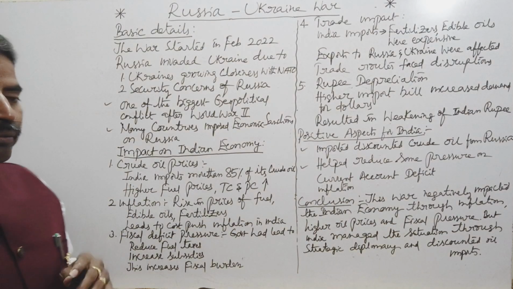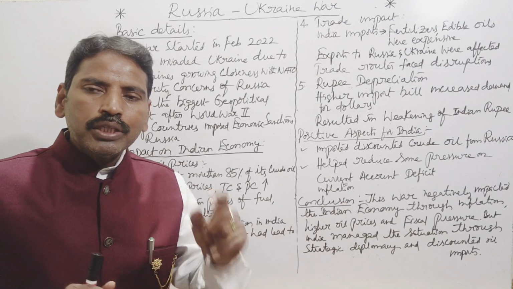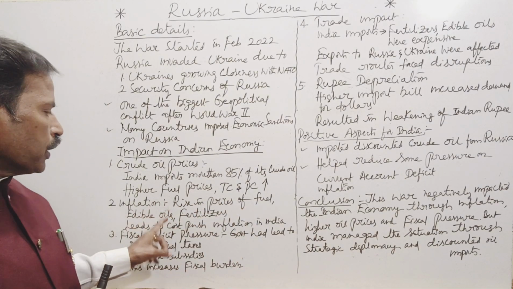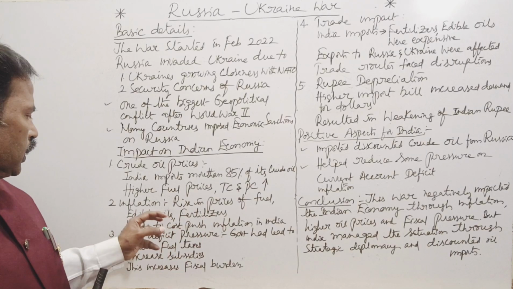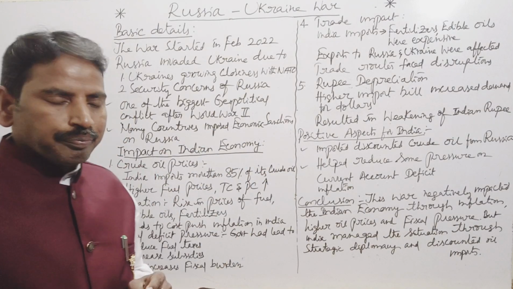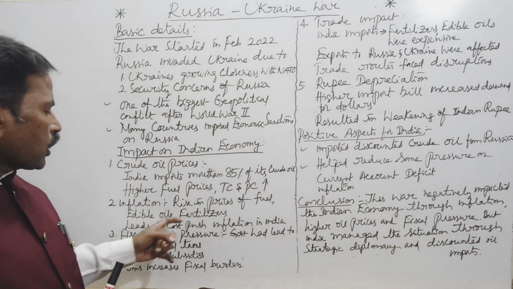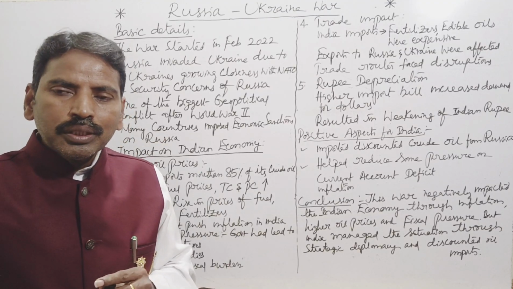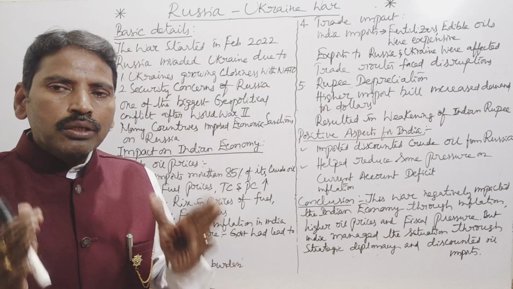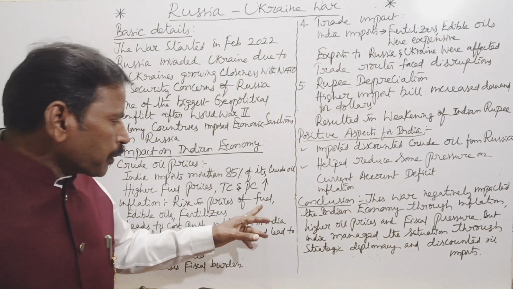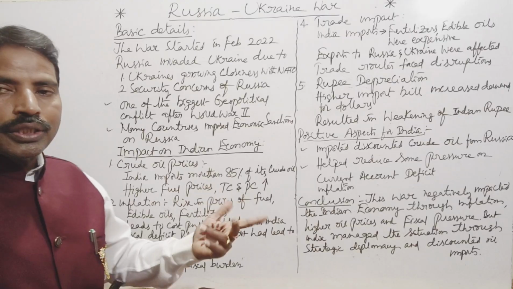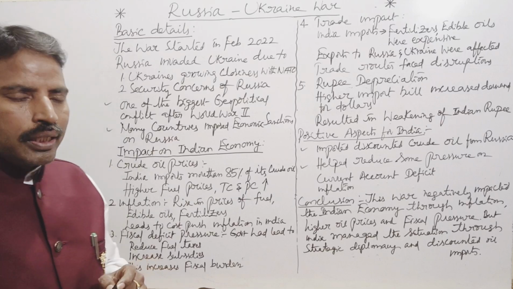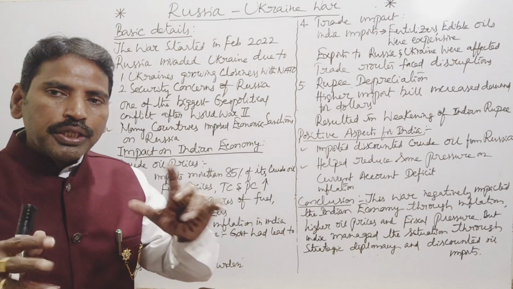Second one, inflation. Continuous rise in price level is called inflation. Here there is a rise in prices of fuel, edible oils and fertilizers. These product prices increase, which leads to cost push inflation in India. When the cost of the product increases, prices also increase. That is called cost push inflation.